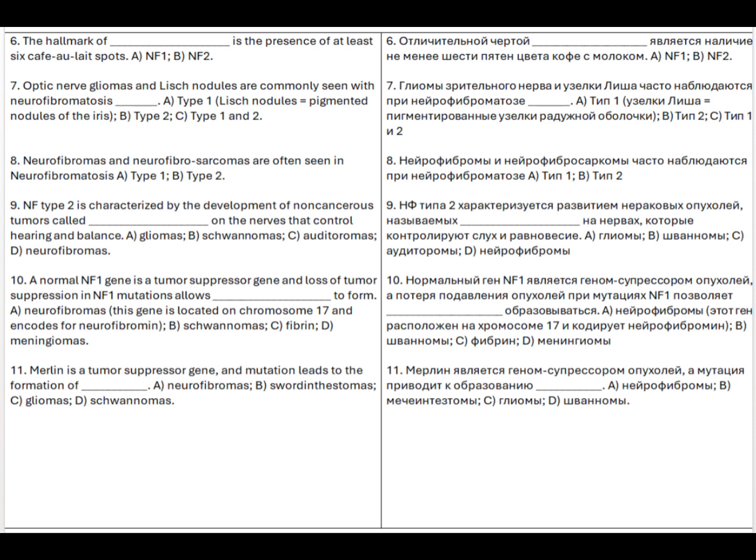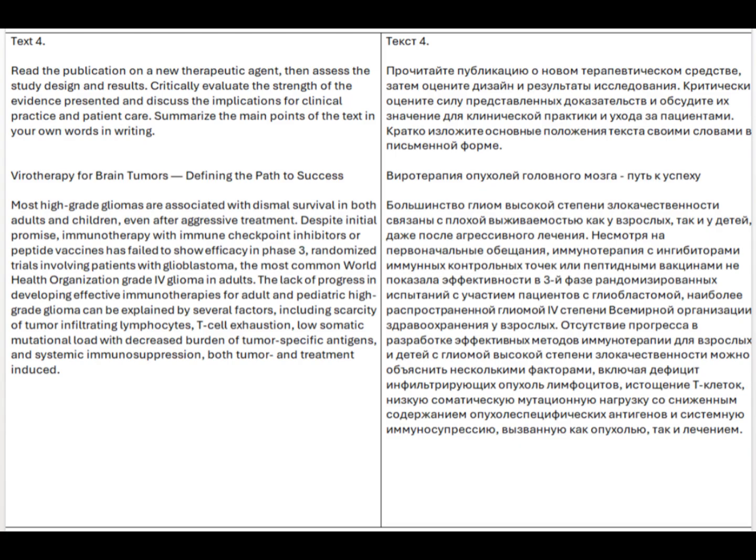11. Merlin is a tumor suppressor gene, and mutation leads to the formation of A. Neurofibromas B. Pseudoxanthomas C. Gliomas D. Schwannomas. Text 4. Read the publication on a new therapeutic agent, then assess the study design and results. Critically evaluate the strength of the evidence presented and discuss the implications for clinical practice and patient care. Summarize the main points of the text in your own words in writing.